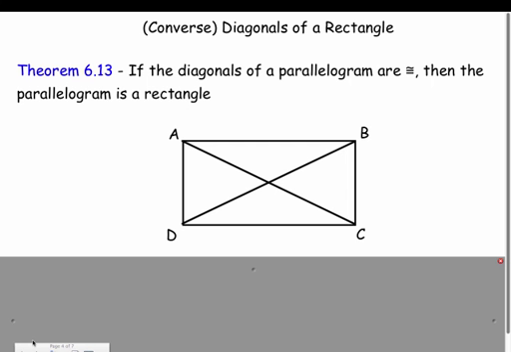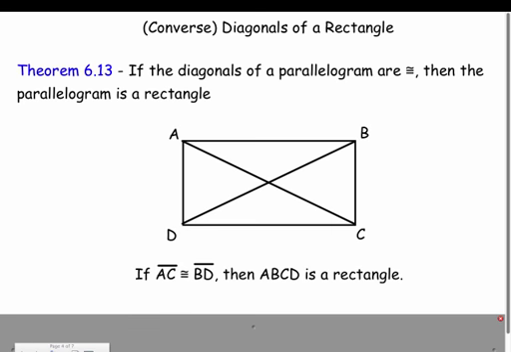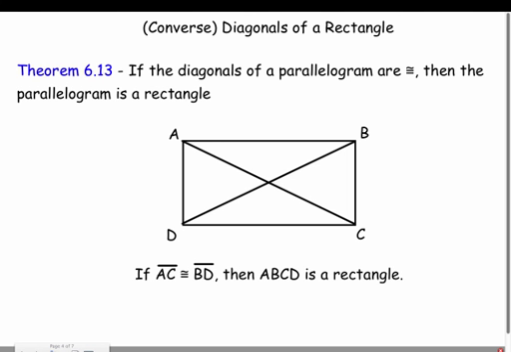Well, I also have the converse of our theorem. So basically, if I have a parallelogram, but I don't know it's a rectangle yet, and I state that AC is congruent to BD, then I can state that ABCD is a rectangle. So if I show that those two guys are congruent, I know it's a rectangle.